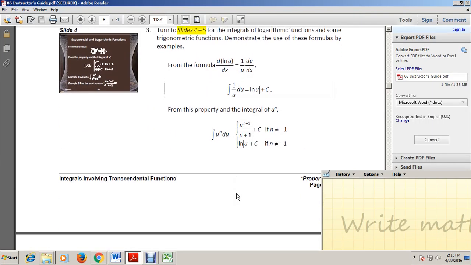Okay, so next, the third one, the integral of du over u, which is equal to ln of u plus c.